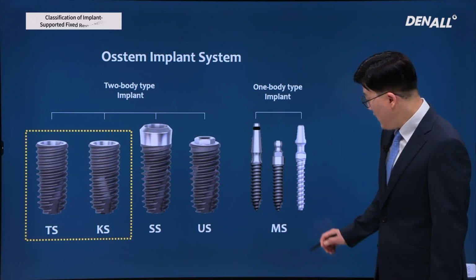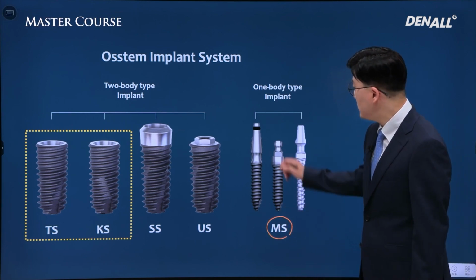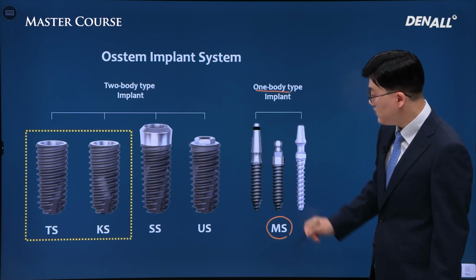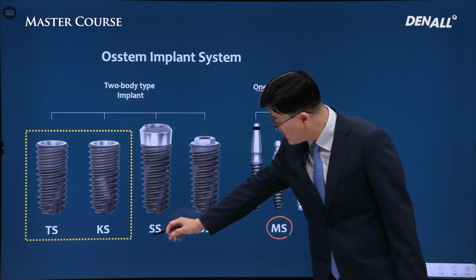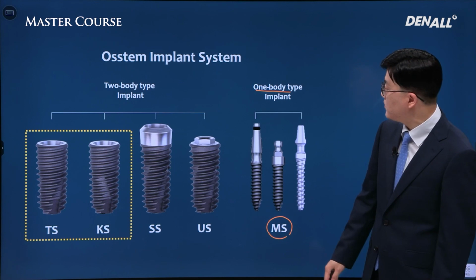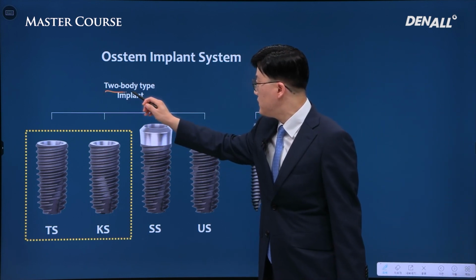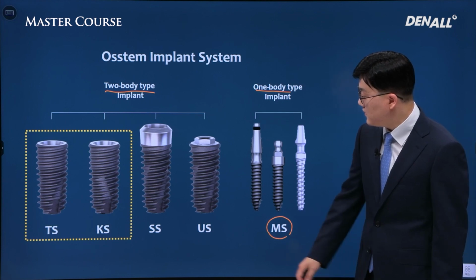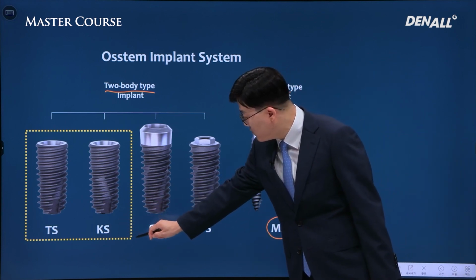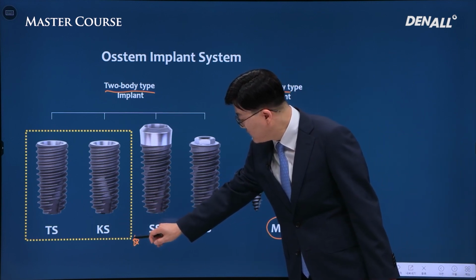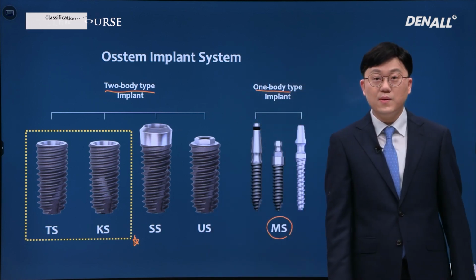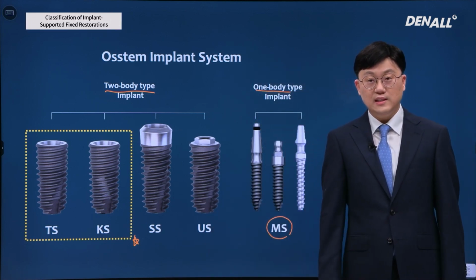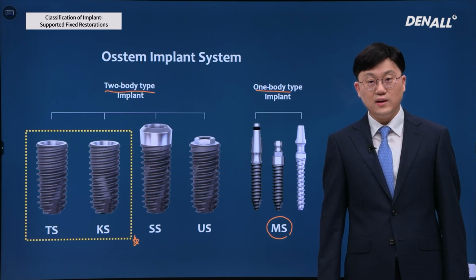Today I want to talk about the classification of implants and specifically fixed restorations. Osstem implants can be divided into one body and two body type implants. MS implant is representative of one body, and TS, KS, SS, US are representative of two body implants. The most frequently used implants are TS and KS, which are internal type bone level implants, and I want to focus on fixed prosthesis focusing on TS and KS implants.